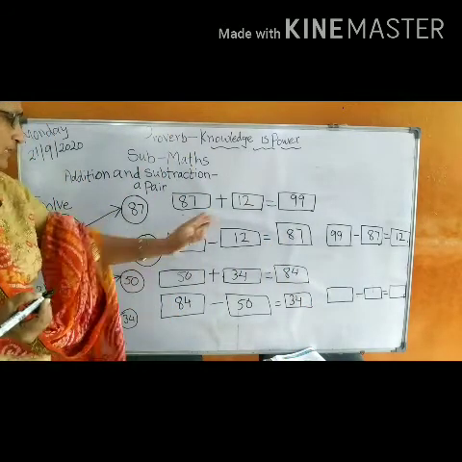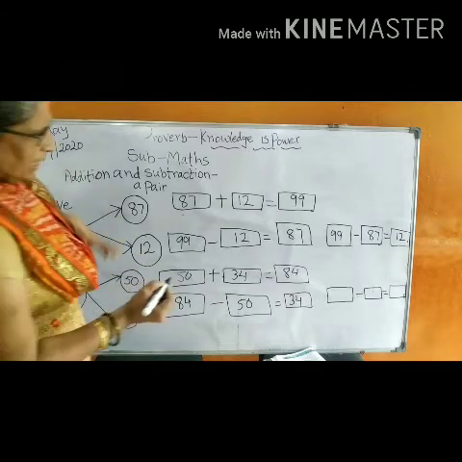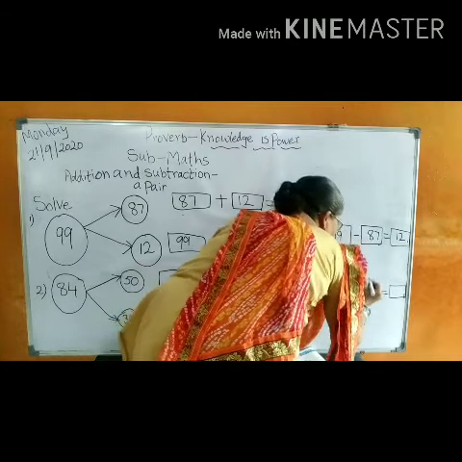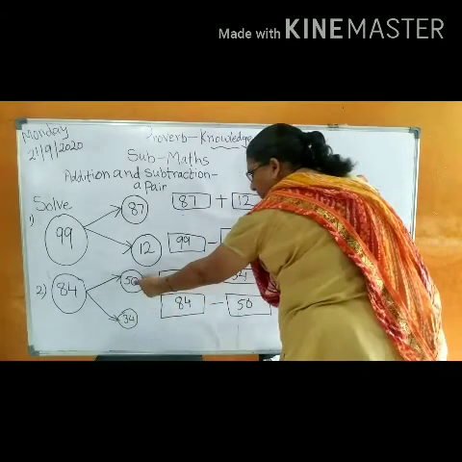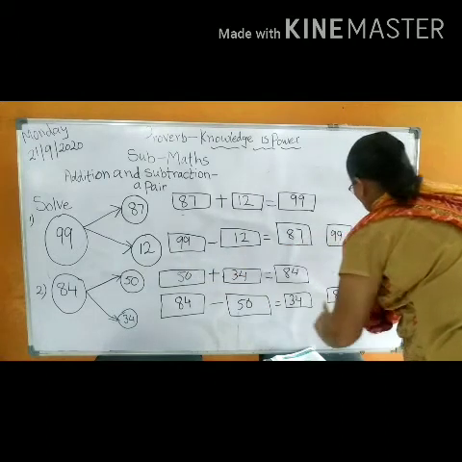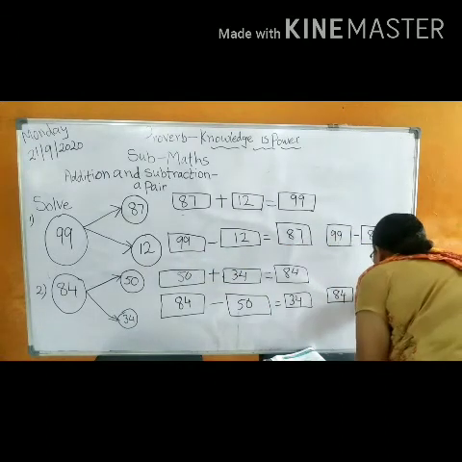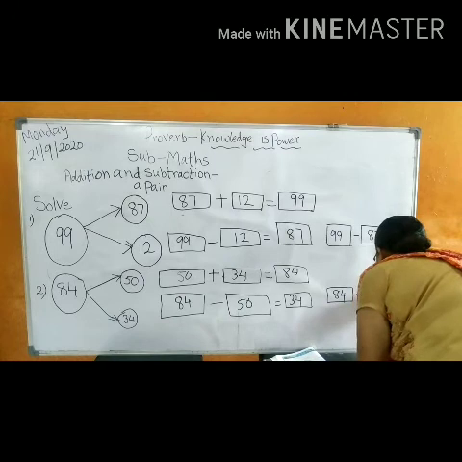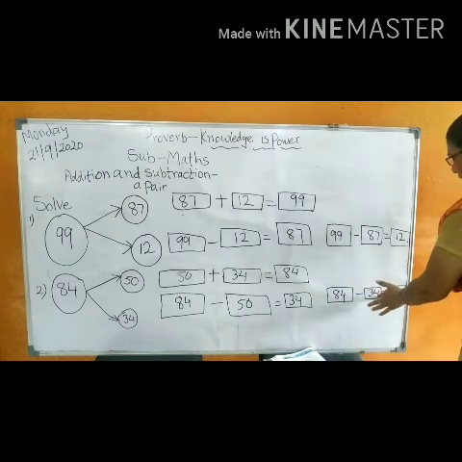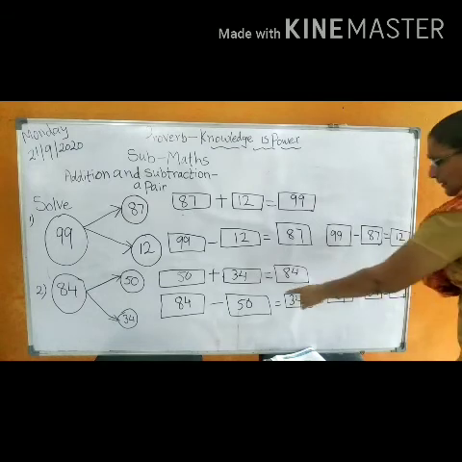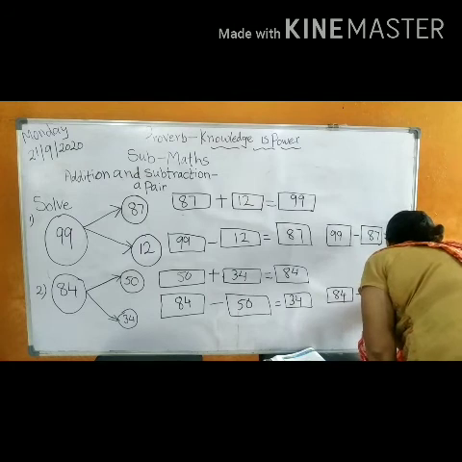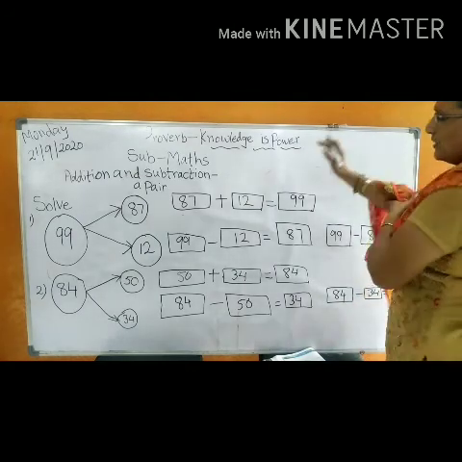Now, in the same way over there, what will we do? 84 minus 34. When we do 84 minus 34, what answer will we get, children? 50. You have to solve it in this way.